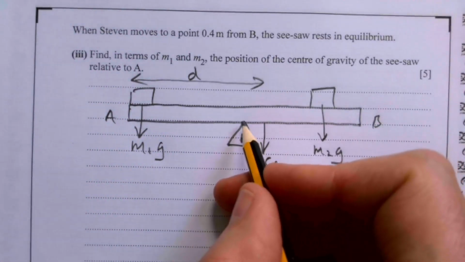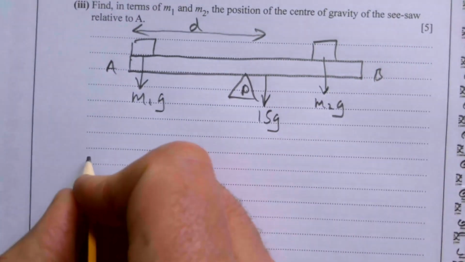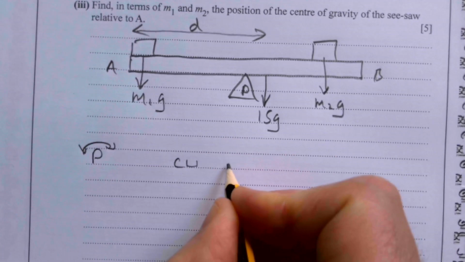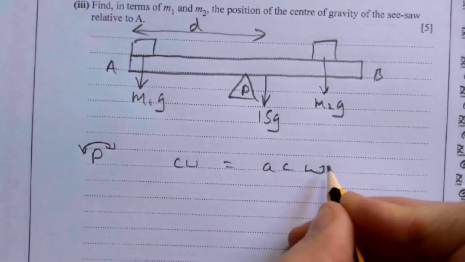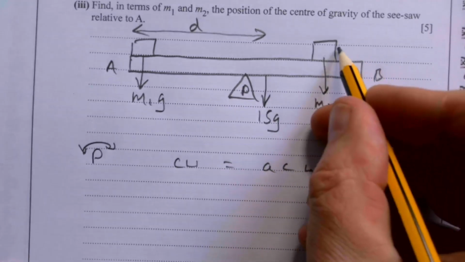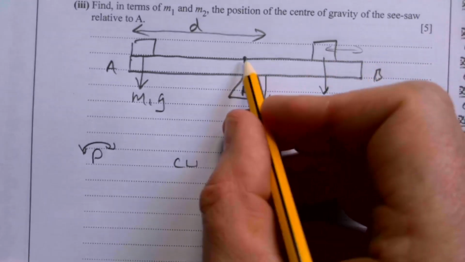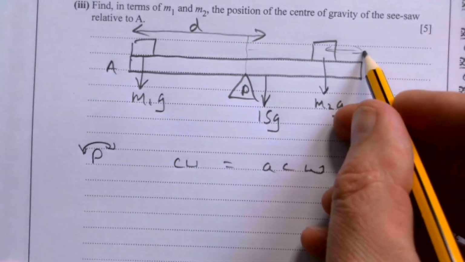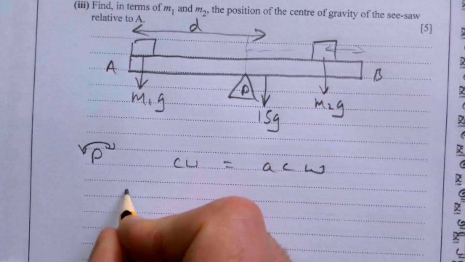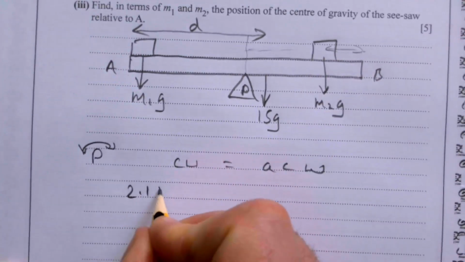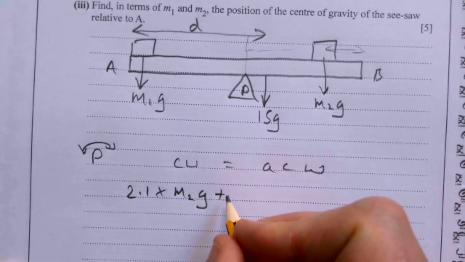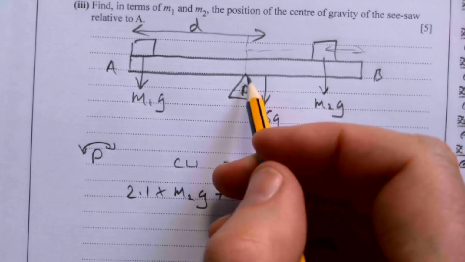So we're going to take moments again about the same place. Taking moments about P, we have clockwise equals anti-clockwise. You need to be careful of this first one. Let's do this one first, it's a bit more straightforward. That's not 0.4, so if that was 2.5, take away 0.4 gives 2.1, so that distance there is 2.1. So that's 2.1 times M2G plus the 15G, which is complicated as well.